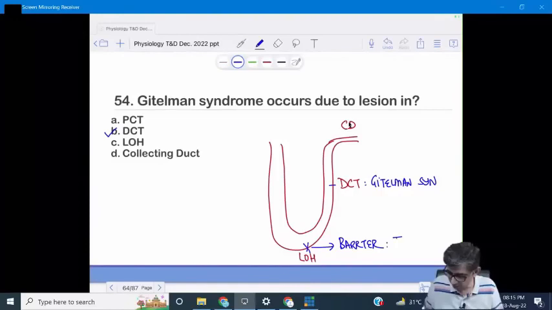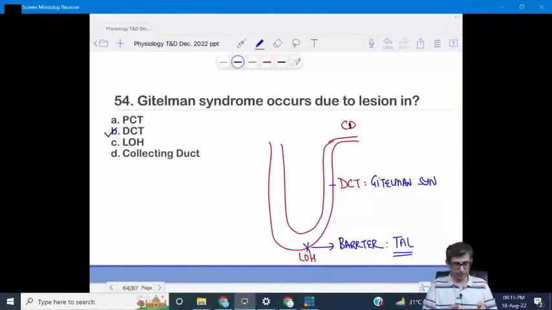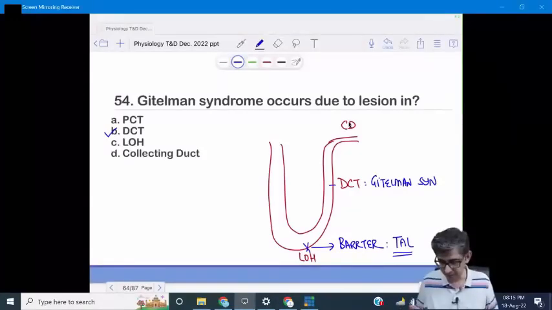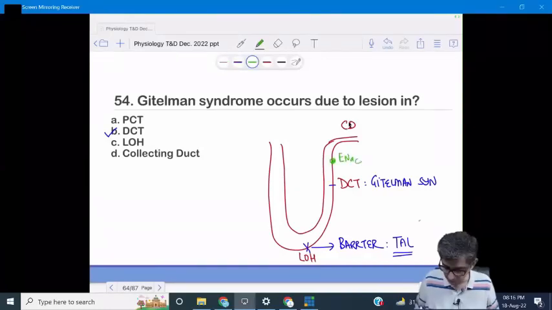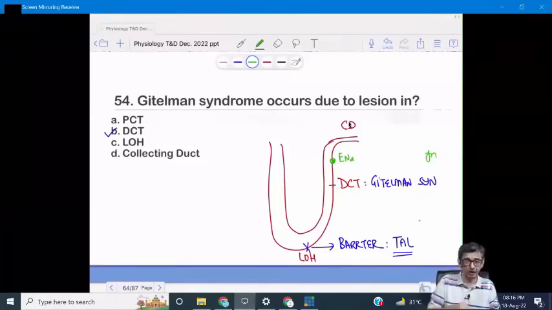Specifically for Bartter syndrome, the answer would be the thick ascending limb of the loop of Henle. The same thick ascending limb of the loop of Henle which was producing Tamm-Horsfall protein, that same one is affected. Liddle syndrome, okay, no problems, would be the epithelial sodium channel. Here in the collecting duct there is also the epithelial sodium channel, and its gain of function is called Liddle syndrome. Answer to 54 is option number B.